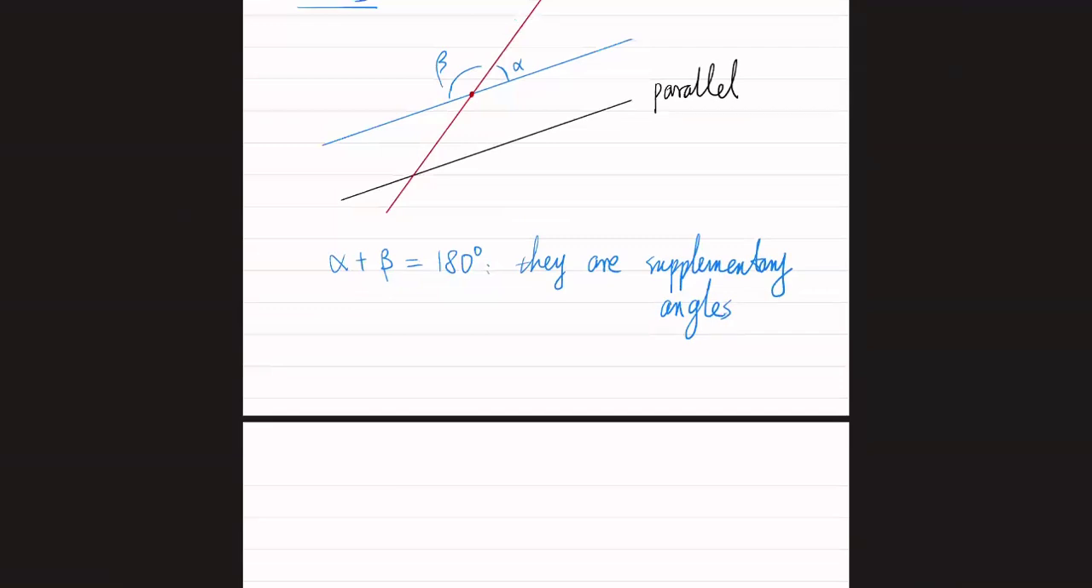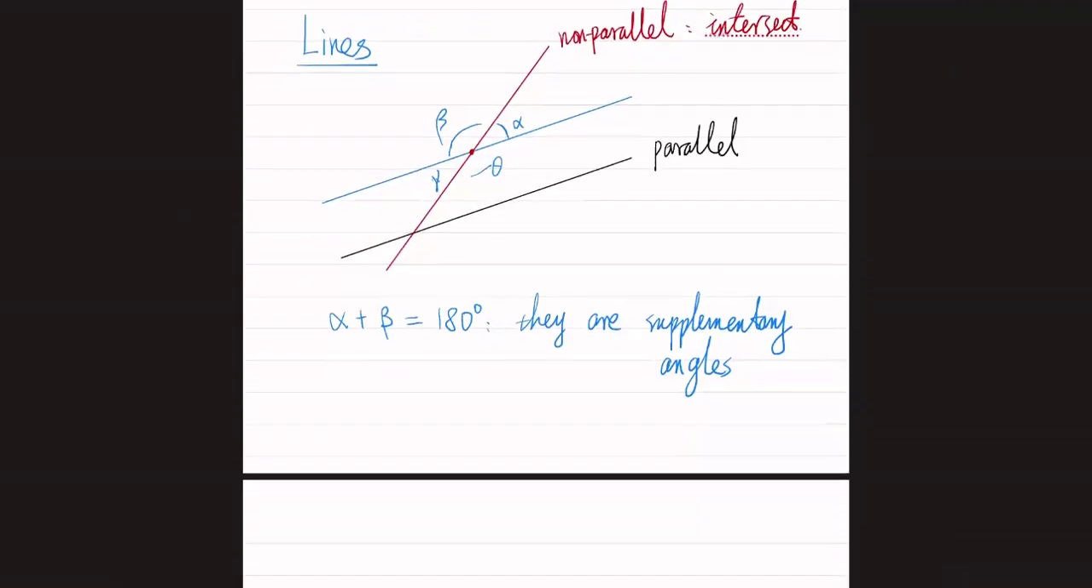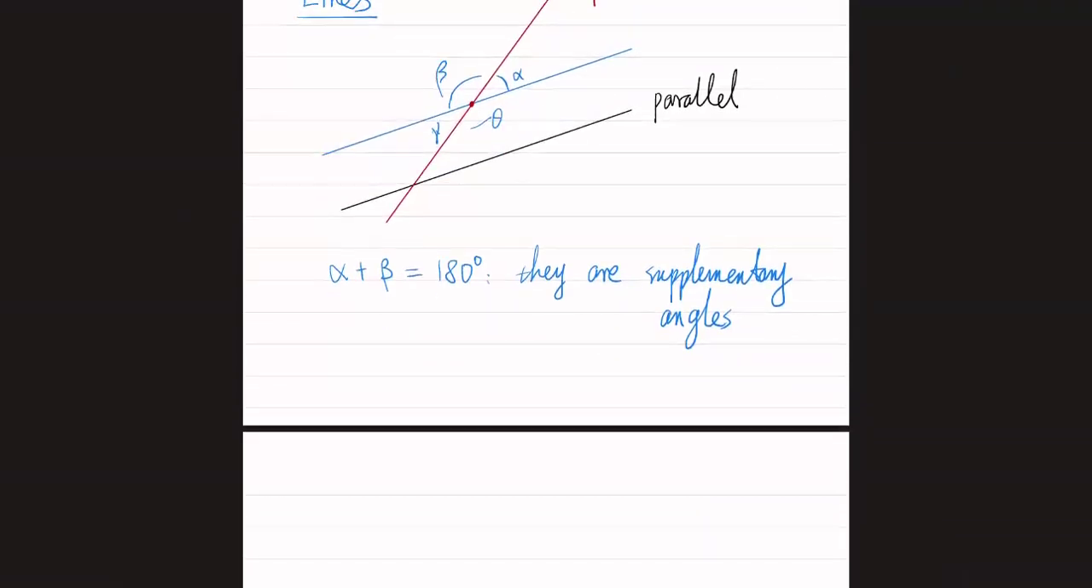And the other two angles, we have one here and one there. To describe the relation between them, let's give them gamma, theta. A special relation. So in this case, alpha equals gamma, beta equals theta.